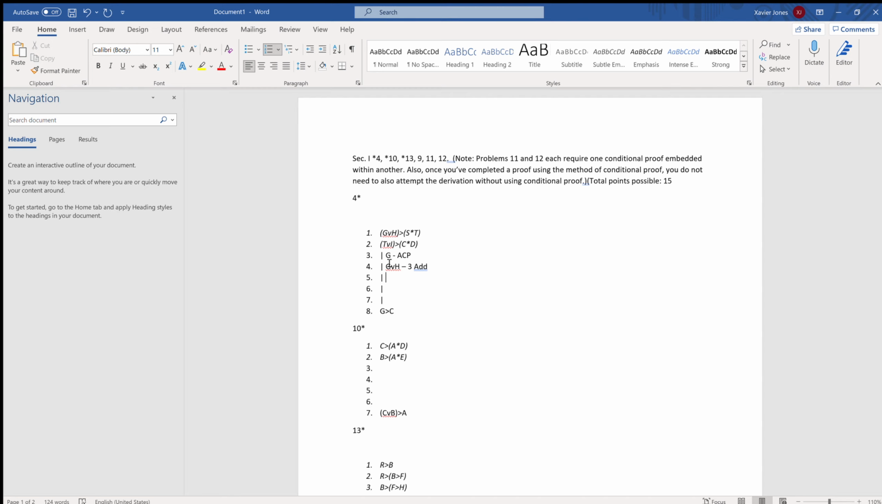You could get S and T from that. Right? You can get S and T using lines 1 and 4 modus ponens. From there, you can then get T and S using commutativity for number 5. Then you can just get T.